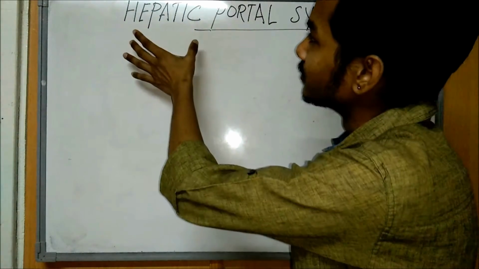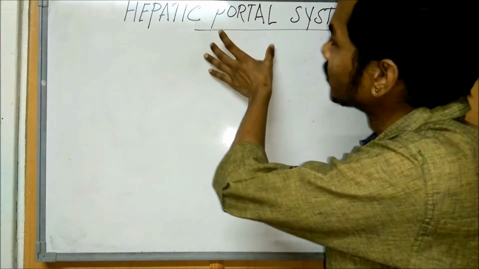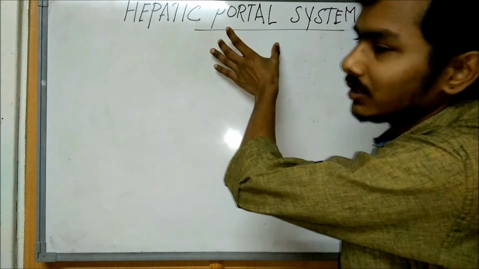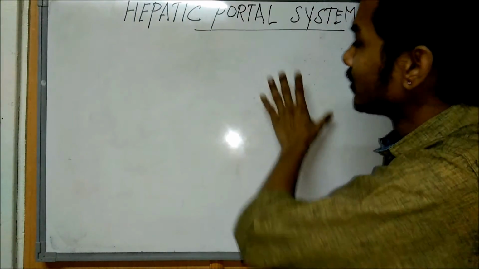Today we are going to see about the hepatic portal system. We'll see the anatomy of the hepatic portal system, the functions of the hepatic portal system, and the clinical aspects which are related to the hepatic portal system. Hepatic means liver, and portal means the portal vein, the system.